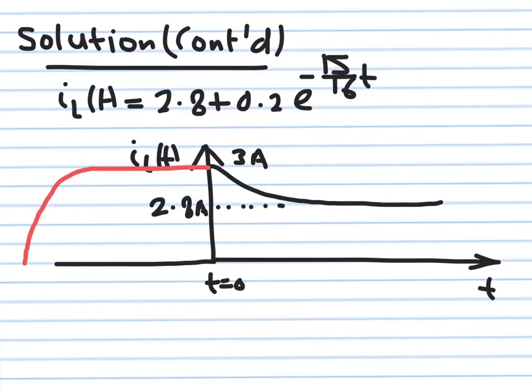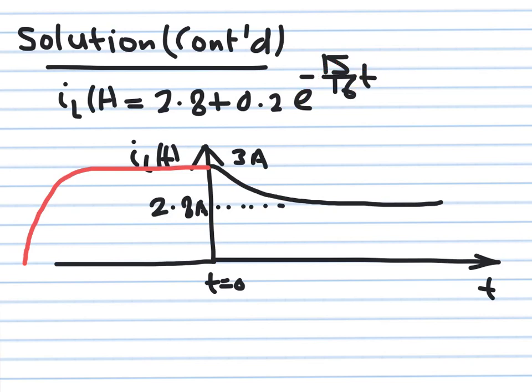So now we can find the total answer for the inductor current: 2.8 plus 0.2 e to the minus 15 over 16 t. At time t equal to 0, this becomes 1, and the initial current is equal to 3 as we calculated. At time t equal to infinity, this term goes to 0 and disappears, and you have 2.8. So the inductor current is actually going down from 3 ampere to 2.8 ampere at infinity. The time constant for this discharging is tau, which is equal to 16 over 15. This is e to the minus t over tau.